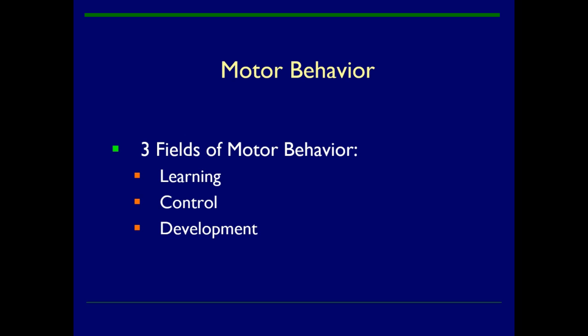Motor development is one of three subfields in the broad area called motor behavior. The two other related subfields are motor learning and motor control. These three are interrelated and interdependent, but as academic disciplines, they are separate and have unique contributions to understanding human motor behavior.